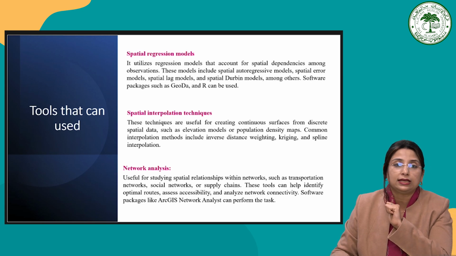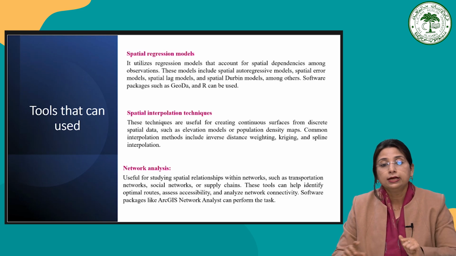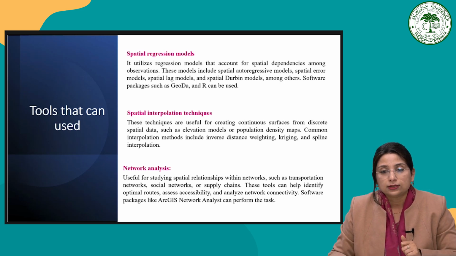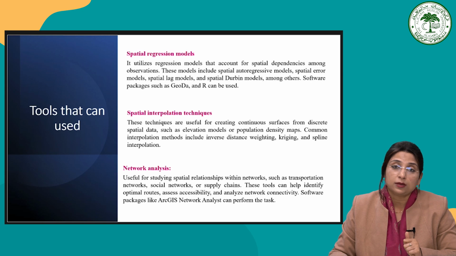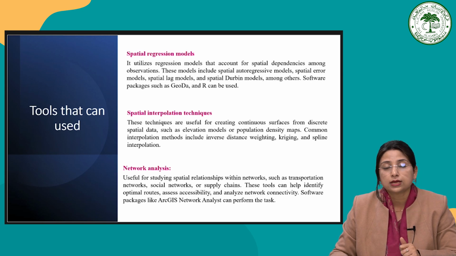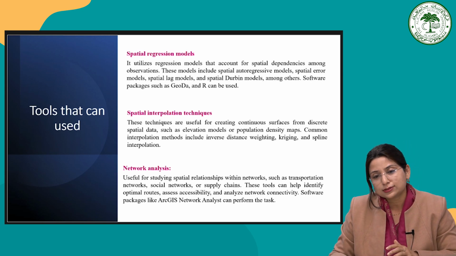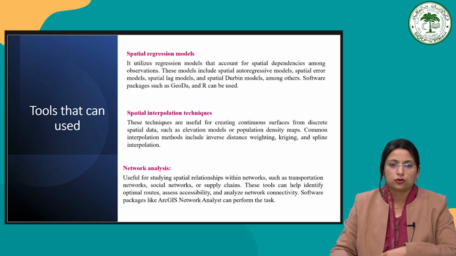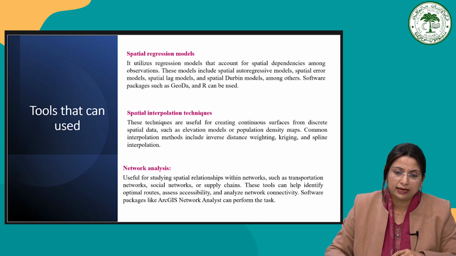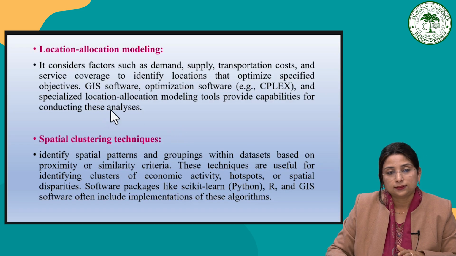The most commonly used, if you remember, is IDW, the inverse distance weighting method. The Kriging method is also used. There are several other methods. Another tool I would like to talk about is location allocation modeling.